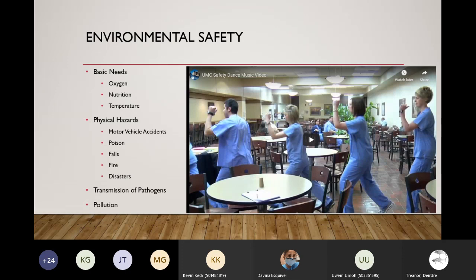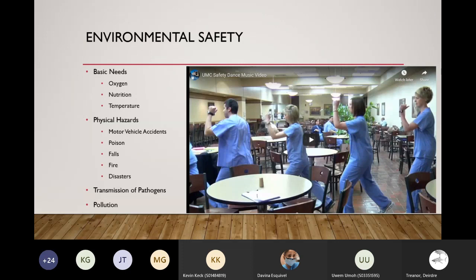So you see here, basic needs, oxygen, nutrition, temperature, Maslow's hierarchy, right, guys? Physical hazards, motor vehicle accidents, poison. Now, poison, I'm not just talking about chemicals that you shouldn't take. Medications can be considered poison too. And yesterday we talked about overdosing on medications. That's considered poison. We have falls, fires, and disasters, which are physical hazards.